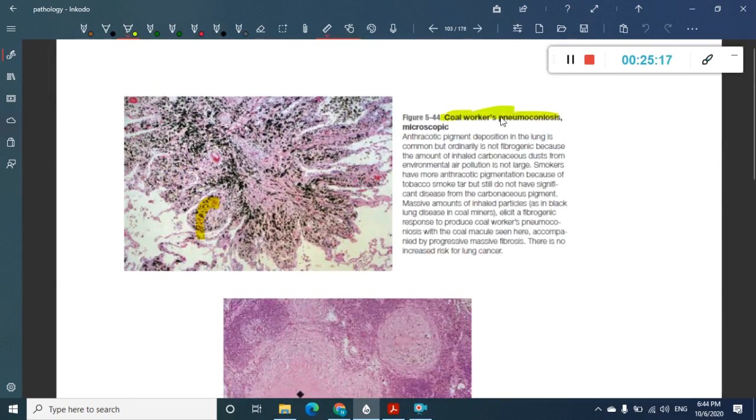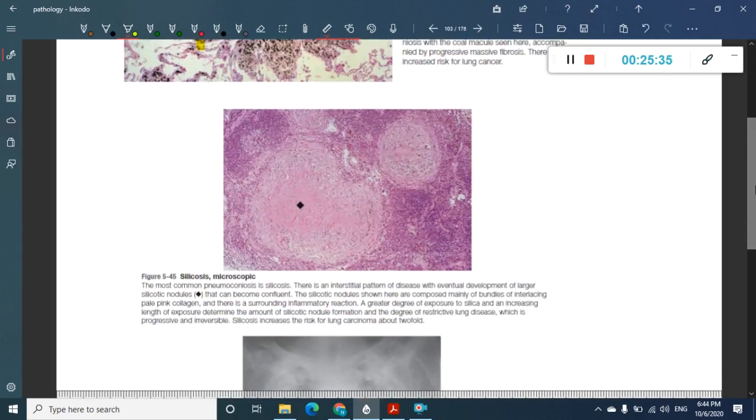See, this is the coal workers pneumoconiosis, where you can see these blackish deposits. Okay, this is called pigmentation. The name given for this pigmentation is anthracotic pigmentation, which is seen. Okay, that is coal workers pneumoconiosis.